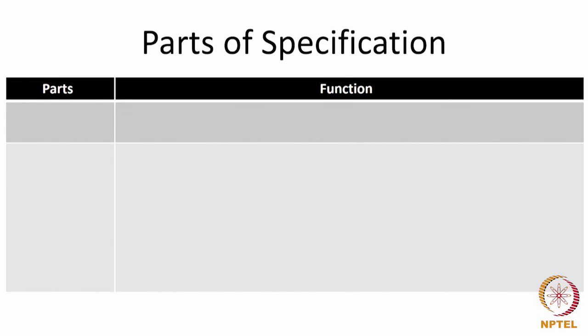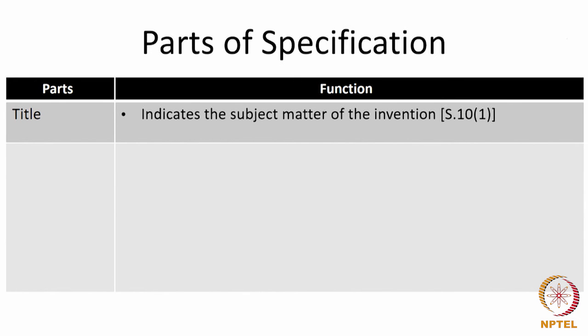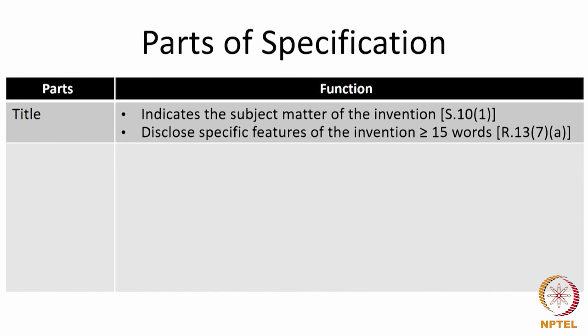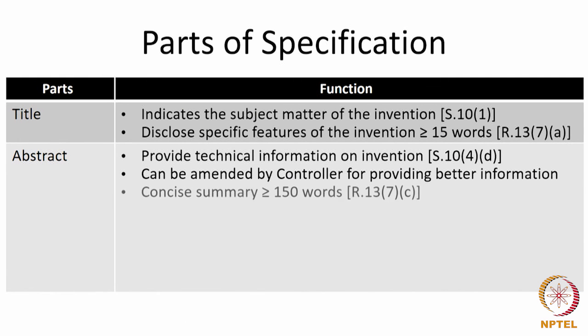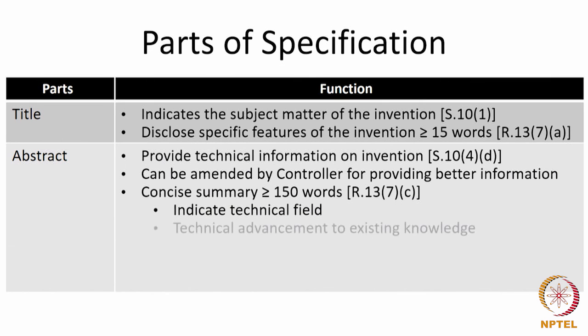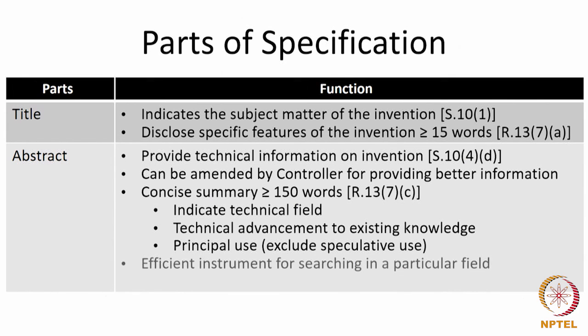Now let us look at the parts of a specification. The title performs the function of indicating the subject matter of the invention and disclosing the specific features of the invention in not more than 15 words. So you can see the section and the relevant provisions. The abstract provides technical information, can be amended by the controller, is a concise summary, not more than 150 words. It indicates the technical field, the technical advancement to existing knowledge, principal use, and it is used as an efficient instrument for searching in a particular field.